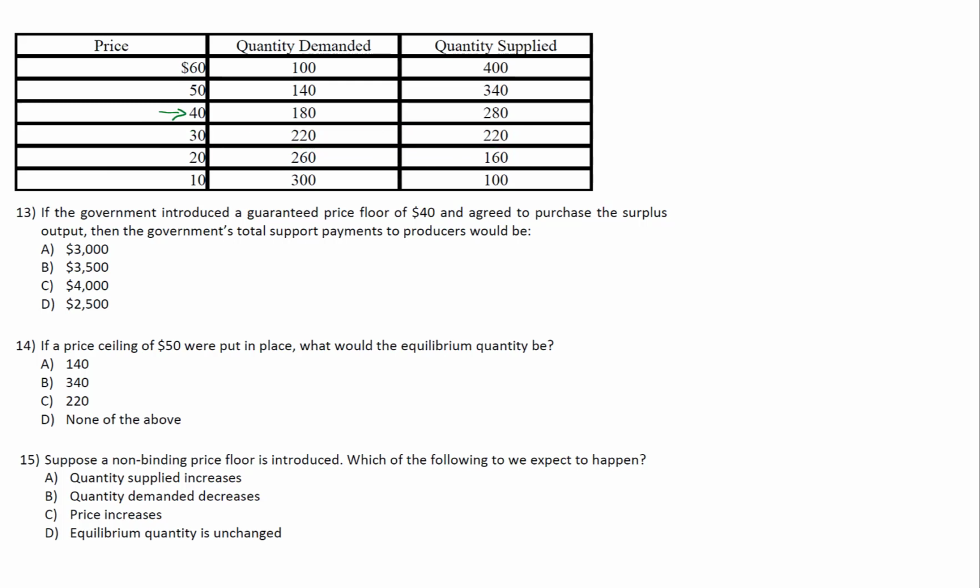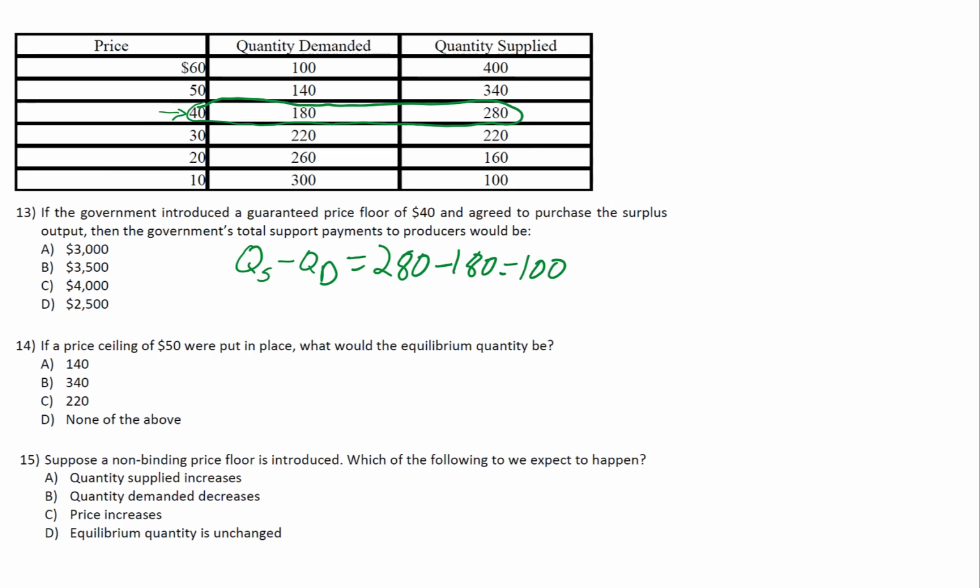So what happens there? Well, at a price floor of $40, we're going to see 180 units demanded and 280 units supplied. So we have a binding price floor here because the price is above the equilibrium price, and we are going to get a surplus. And that is what we have learned happens when we implement a binding price floor: we have more units supplied than demanded. Specifically, the difference is going to be equal to 280 minus 180, which is 100. So we have a surplus of 100 units.